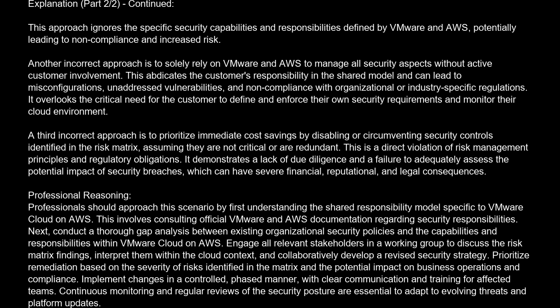environment. A third incorrect approach is to prioritize immediate cost savings by disabling or circumventing security controls identified in the risk matrix, assuming they are not critical or are redundant. This is a direct violation of risk management principles and regulatory obligations. It demonstrates a lack of due diligence and a failure to adequately assess the potential impact of security breaches, which can have severe financial, reputational, and legal consequences.